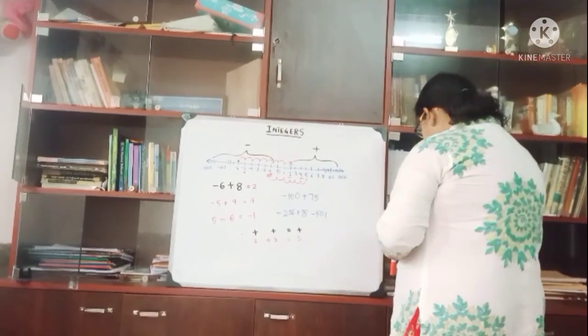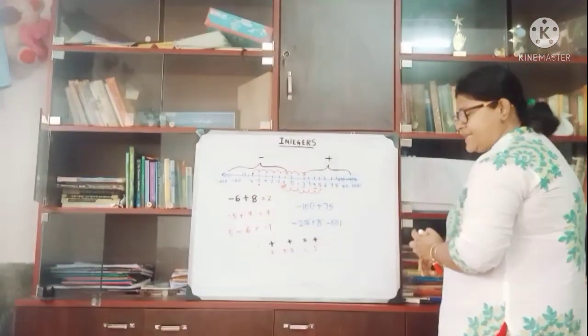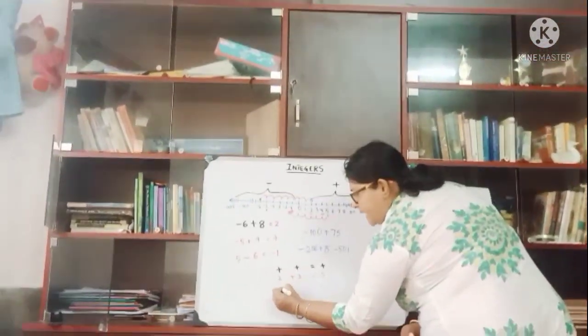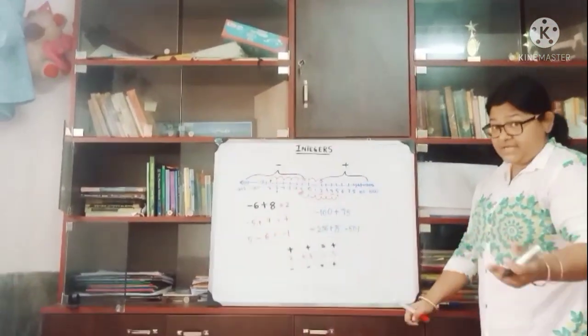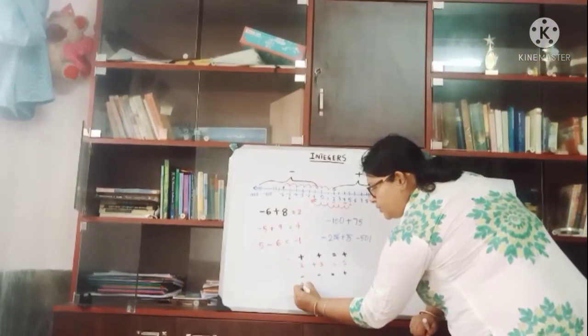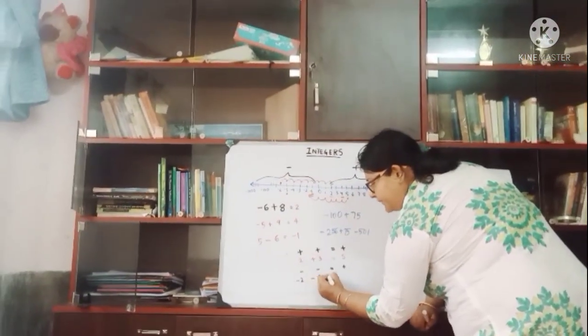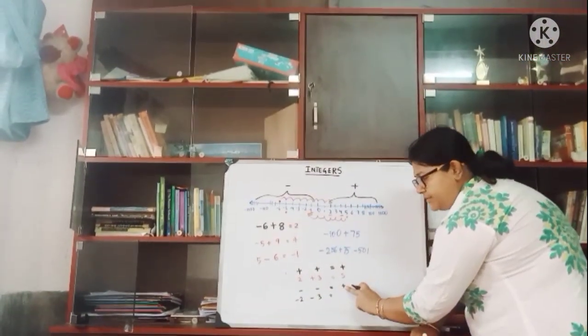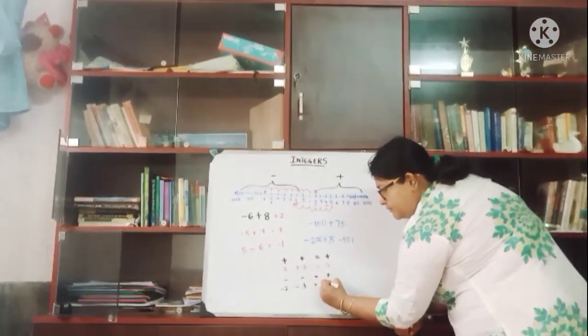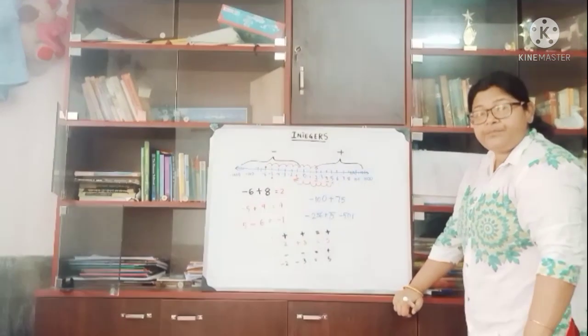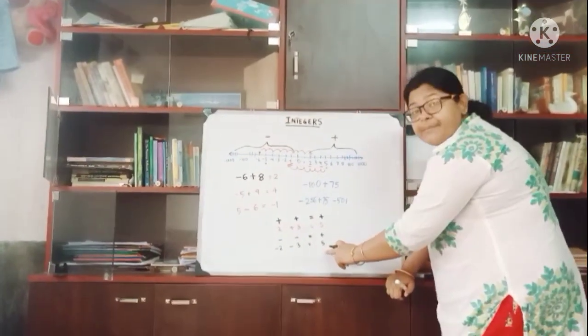Okay? What is the second rule of integers? The second rule of integers is minus, minus is always equal to plus. Example, minus 2 minus 3. That means what will be the calculation? Plus. 2 and 3 will be added. It will form 5. But what about the symbol?